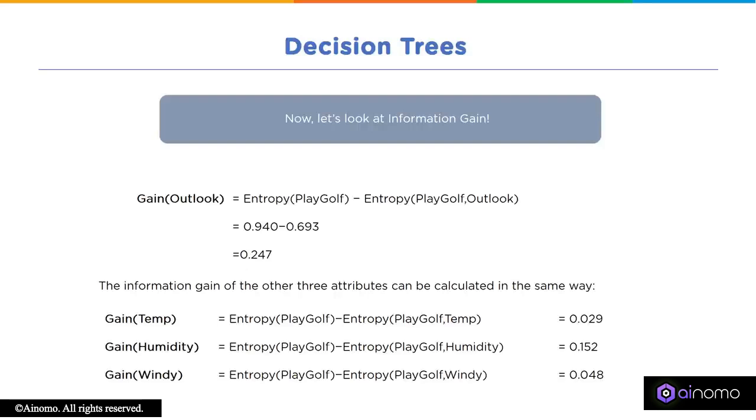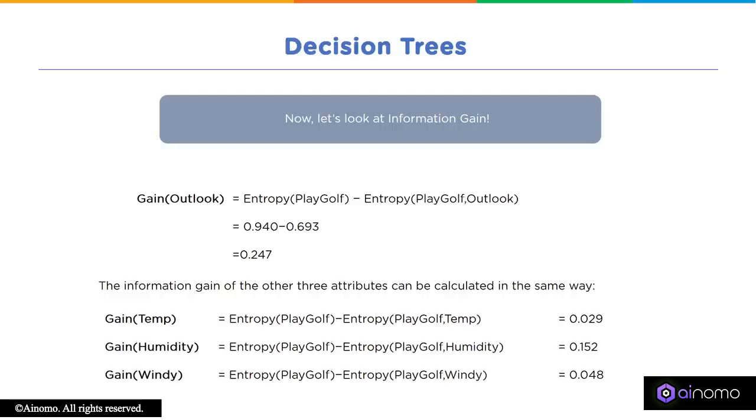And so we look at the gain outlook. How much are we going to gain from this? Entropy play golf minus entropy play golf outlook. And we can take the original 0.94 for the whole set minus the entropy of just the rainy day and temperature, and we end up with a gain of 0.247. So this is our information gain. Remember, we define entropy and we define information gain. The higher the information gain, the lower the entropy, the better.